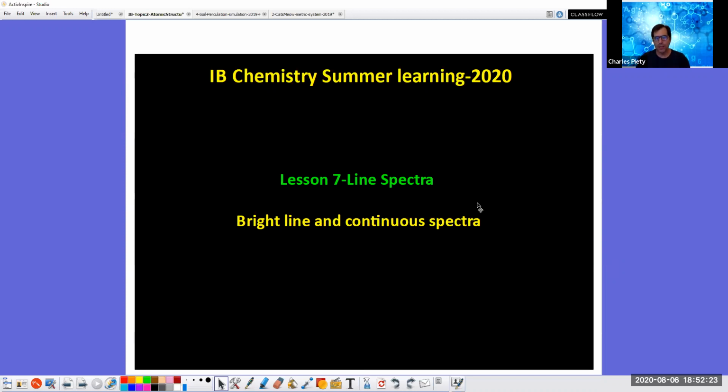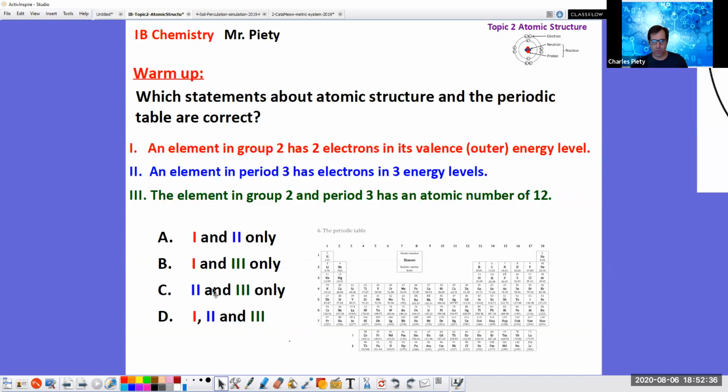We have one lesson left to finish for this topic, and that's line spectra. We're going to talk about bright line spectra and continuous line spectra. So let's do it. Let's start, like we start all of our lessons, where we left off last time, and that's talking about the structure of the periodic table as it relates to electron configuration.